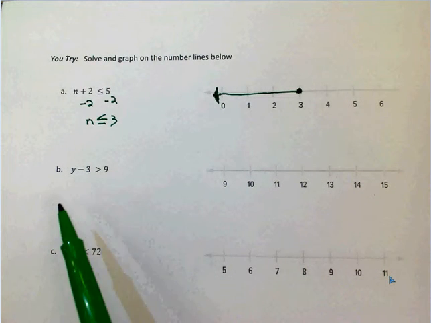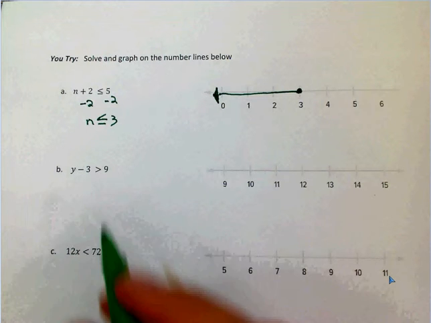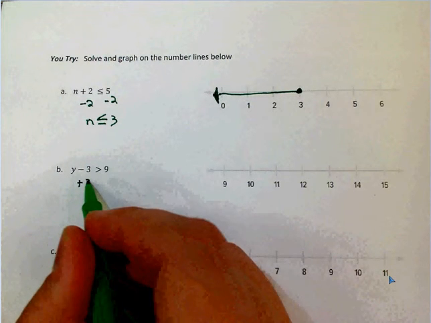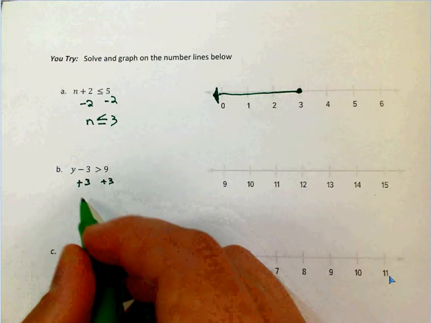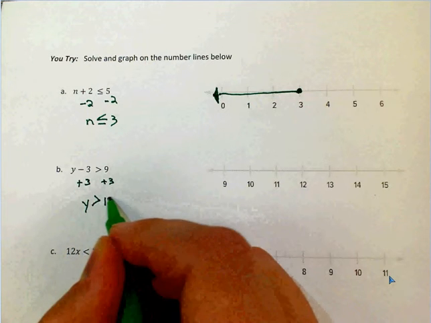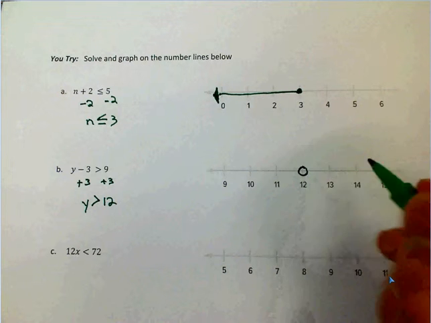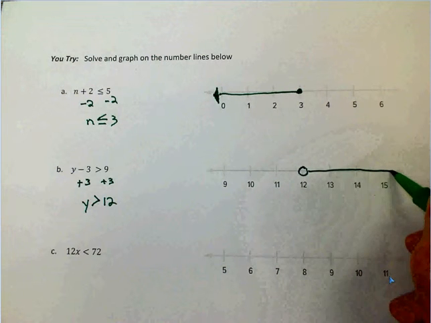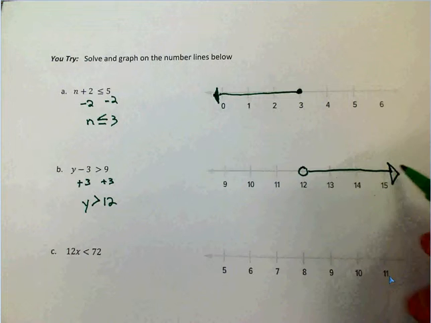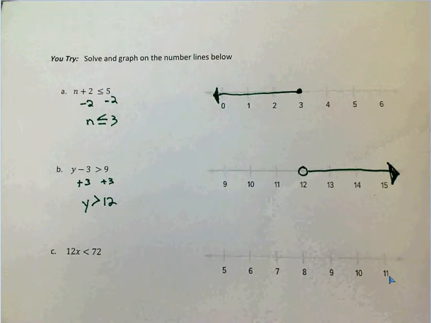So if I have B, y minus 3 is greater than 9, we add 3 to both sides because that's our inverse operation, and we get y is greater than 12. Now it's an open circle around 12 with an arrow going to the right. Greater than goes to the right, less than to the left. It's an open circle because it's not equal to.